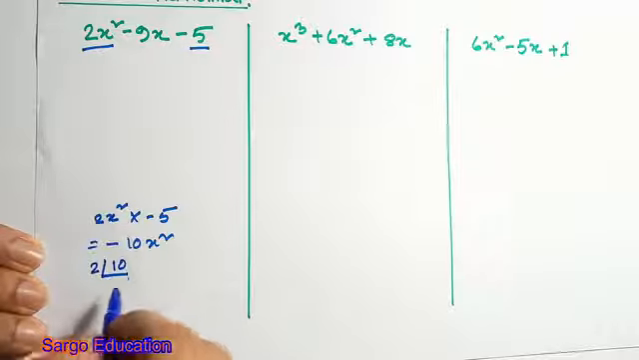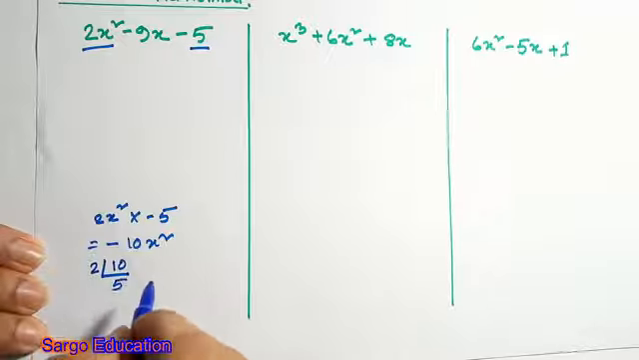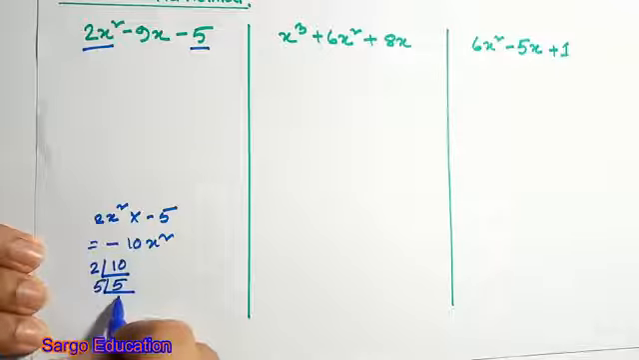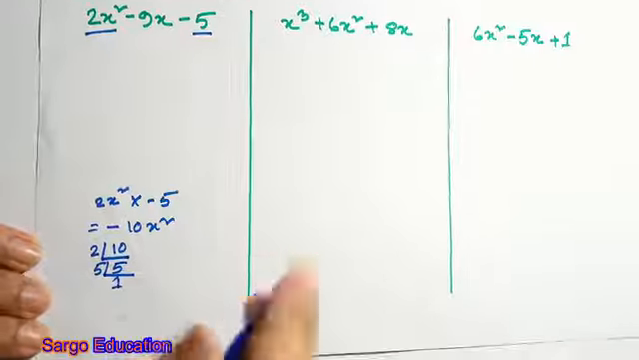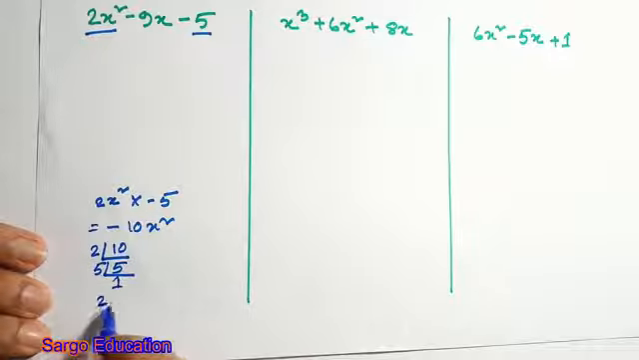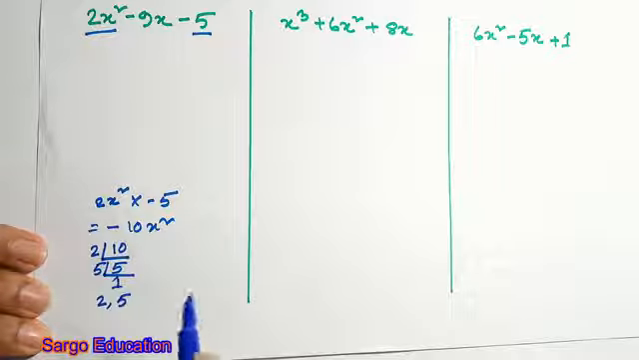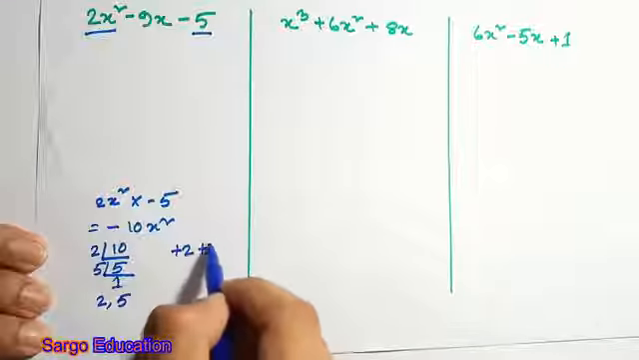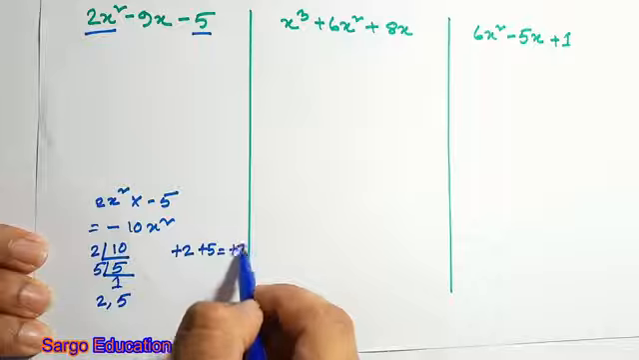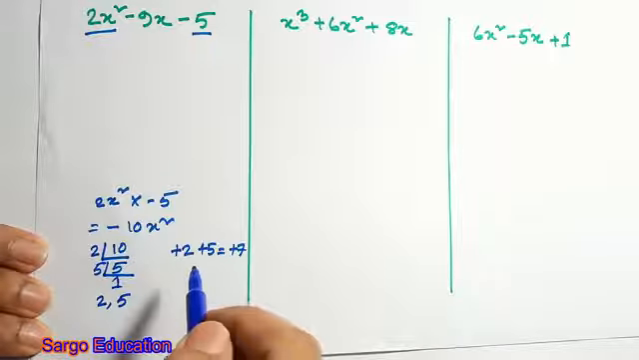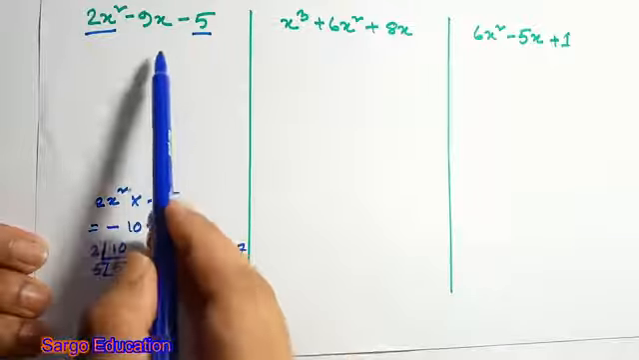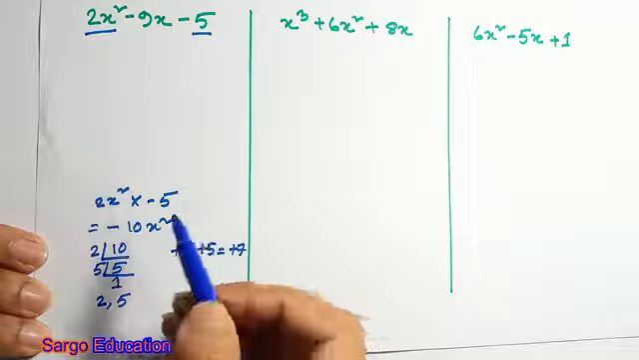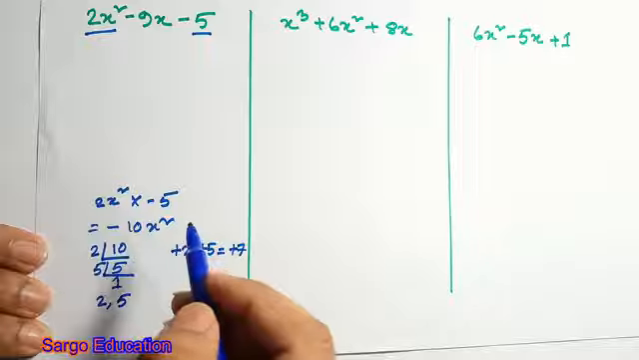10 can be divided by 2 and the result is 5. 5 can be divided by 5 and the result is 1. Now which are the factors? That is 2 and 5. Now plus 2 and plus 5 is equal to plus 7, which is the maximum number of this. But in our term, the middle term is minus 9. So how can we find minus 9? Do you know?